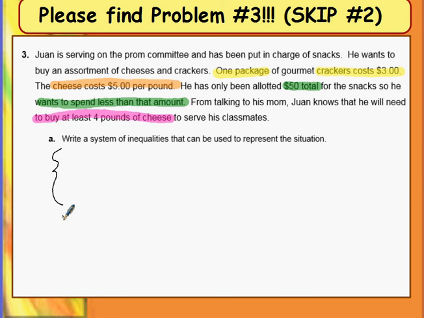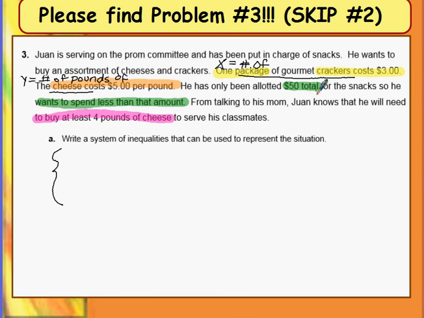To say that I'm going to have a system, I start with this curly bracket, but I don't have my variables labeled. So let's go back to the information in the paragraph. It says one package of crackers costs $3. So I know how much it costs, but I don't know how many we're going to purchase. So we're going to say x equals the number of packages of crackers. And then we're going to say let y equal the number of pounds of cheese, because we know the cost, but we don't know how many pounds.